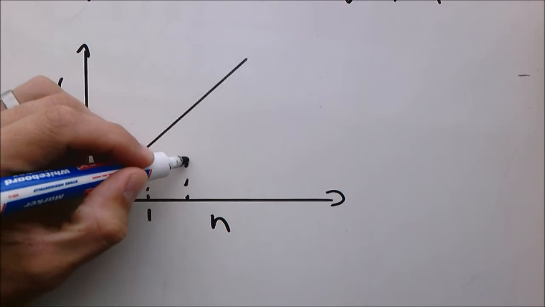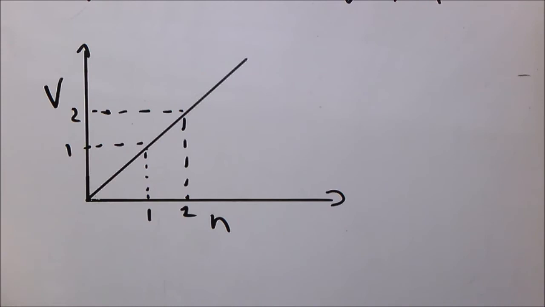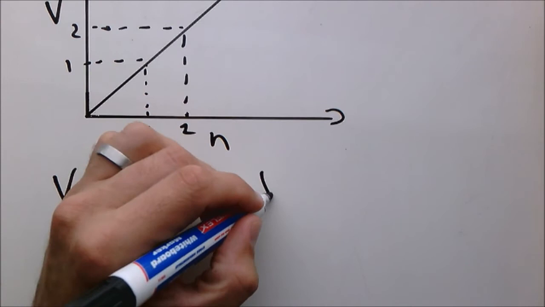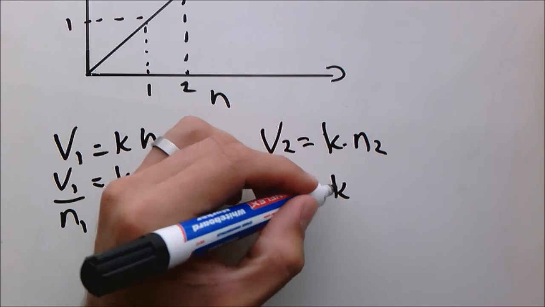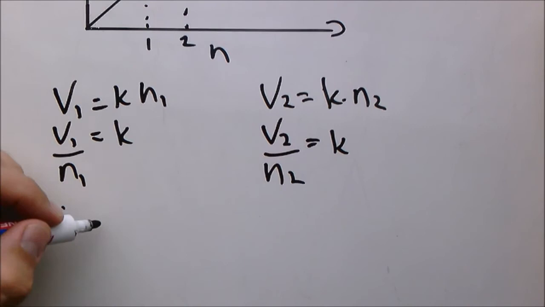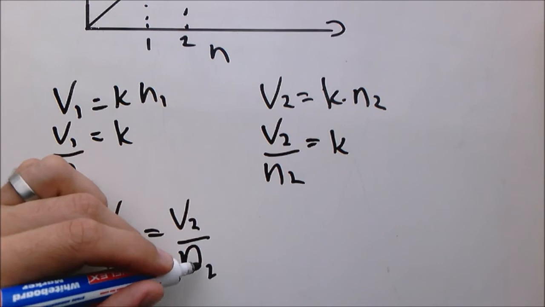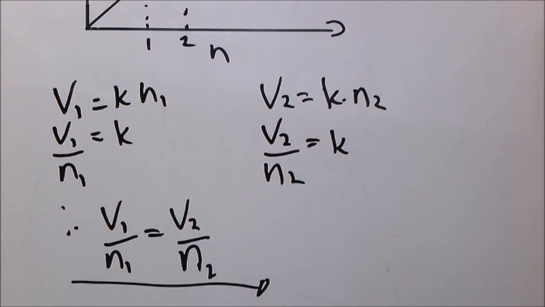Again, we'll have two scenarios, one and two. That means V1 equals KN1, V2 equals KN2. So if K is equal to V1 over N1 and also equal to V2 over N2, that will then mean V1 over N1 equals V2 over N2. And if you want to have a ratio regarding volume and moles, it will look like that.